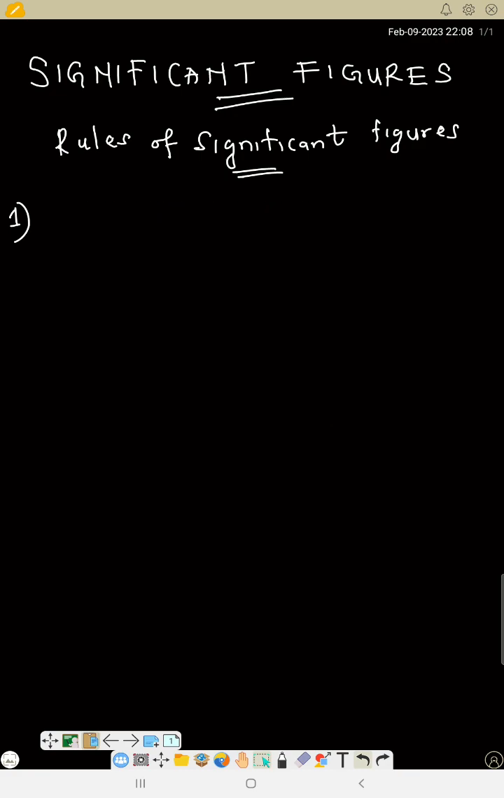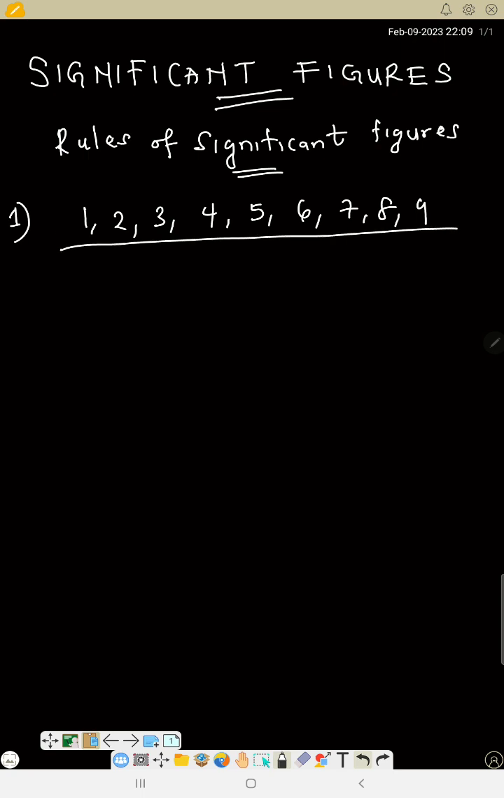So meaning 1, 2, 3, 4, 5, 6, 7, 8, 9 are all important in significant figure. Anytime you see any of these numbers, they are important. That is rule number 1. Now rule number 2.